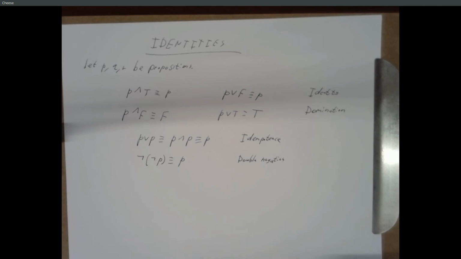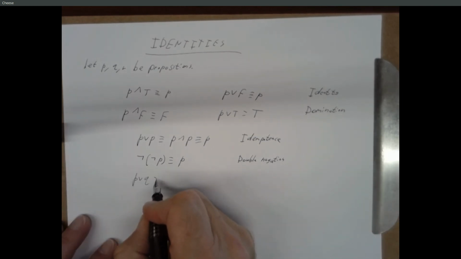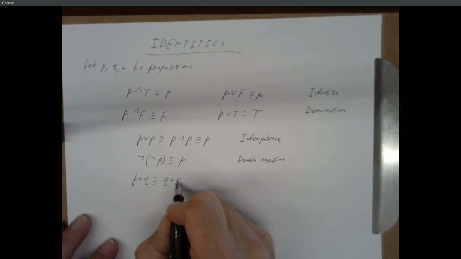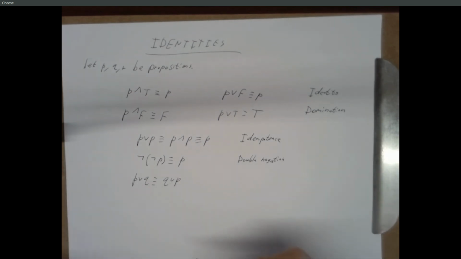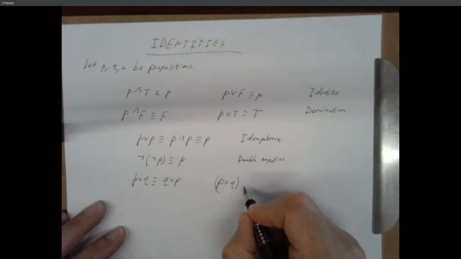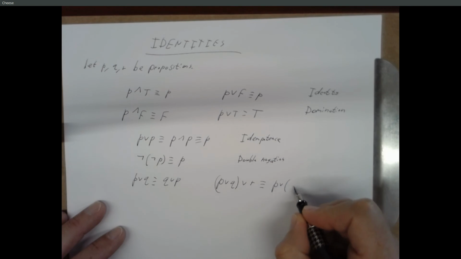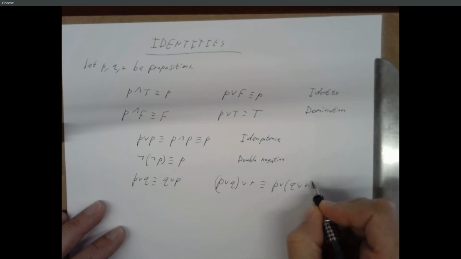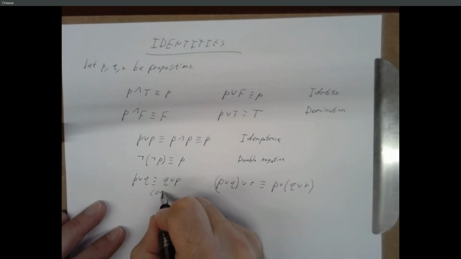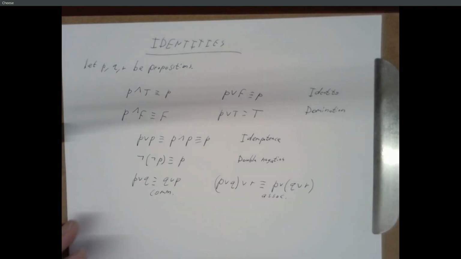There's commutativity, there's associativity, right? So P or Q is equivalent to Q or P. Same with ANDing. P or Q ORed with R is equivalent to P ORed with the expression Q or R. So that's commutativity. This is associativity. And it works for conjunctions as well as disjunctions.